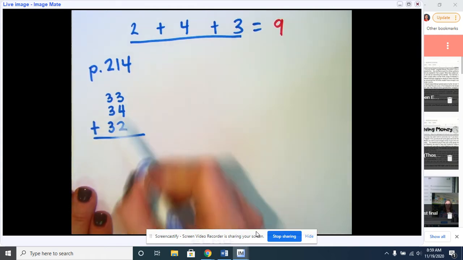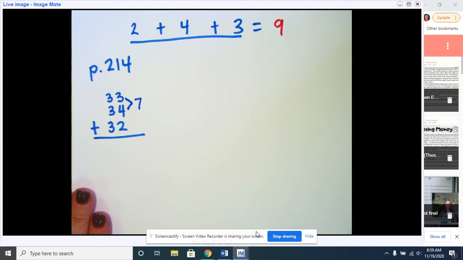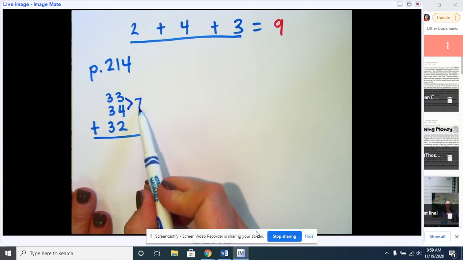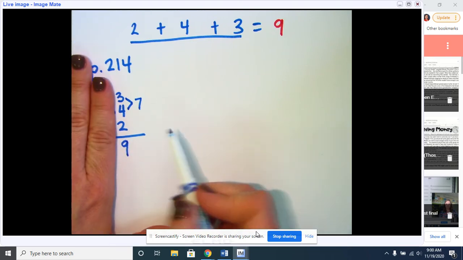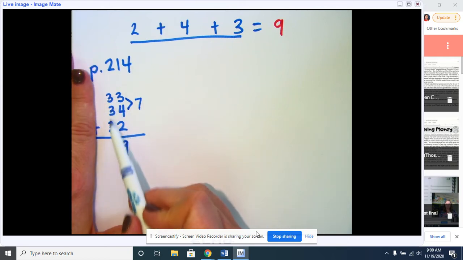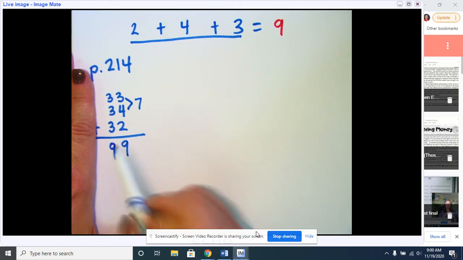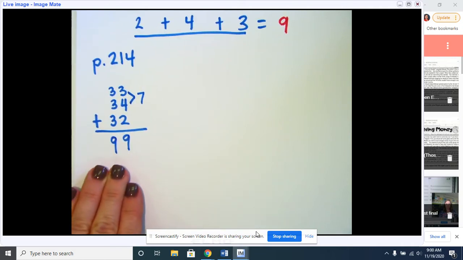I like to draw myself a small arrow and add the two biggest numbers and then add that one to this one. So 7 plus 2 is 9. And I line it up directly under the ones place. You have to be neat with this type of math. Then 3 plus 3 plus 3 is 9. So the answer that I got was 99. This is the most efficient way to do this type of problem.